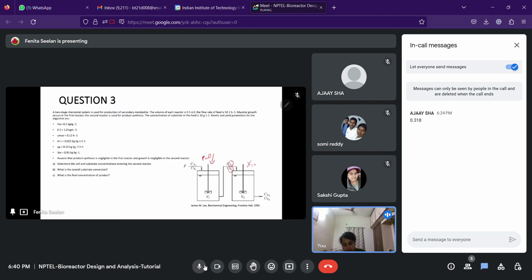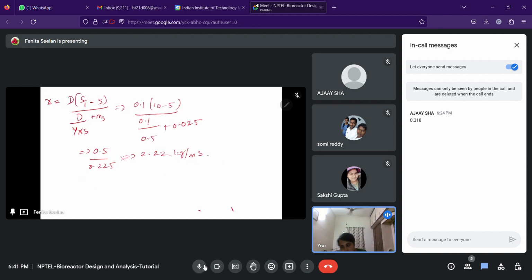So let's go back to the question. For the answer, S is equal to 5 kilogram per meter cube, and X is equal to 2.2 kilogram per meter cube. This is the cell and the substrate concentration which is entering the second reactor. Now we have to calculate how much substrate has been converted, which is the overall substrate conversion. For that, what will we take into consideration?